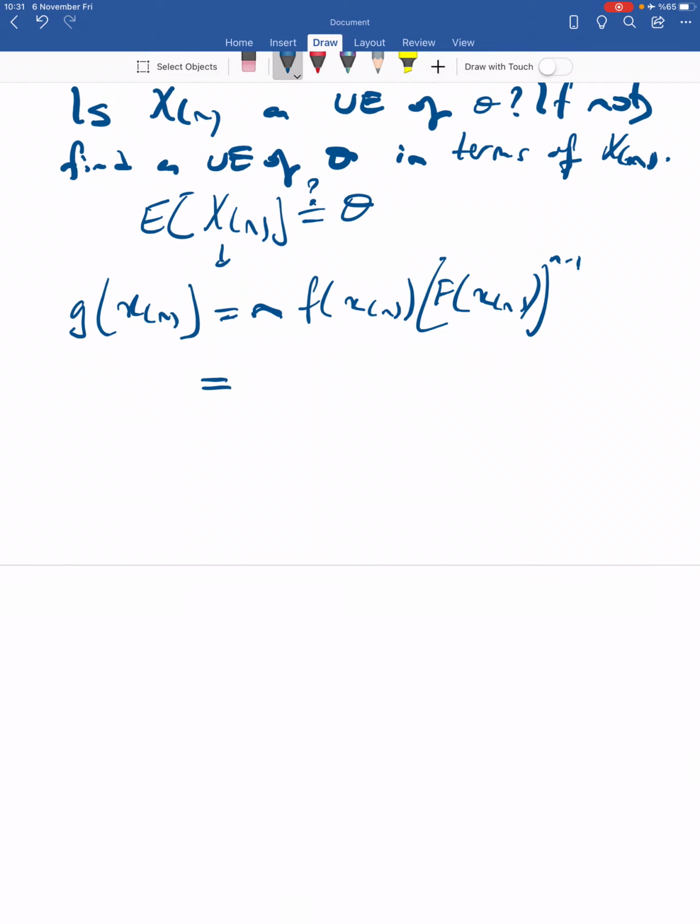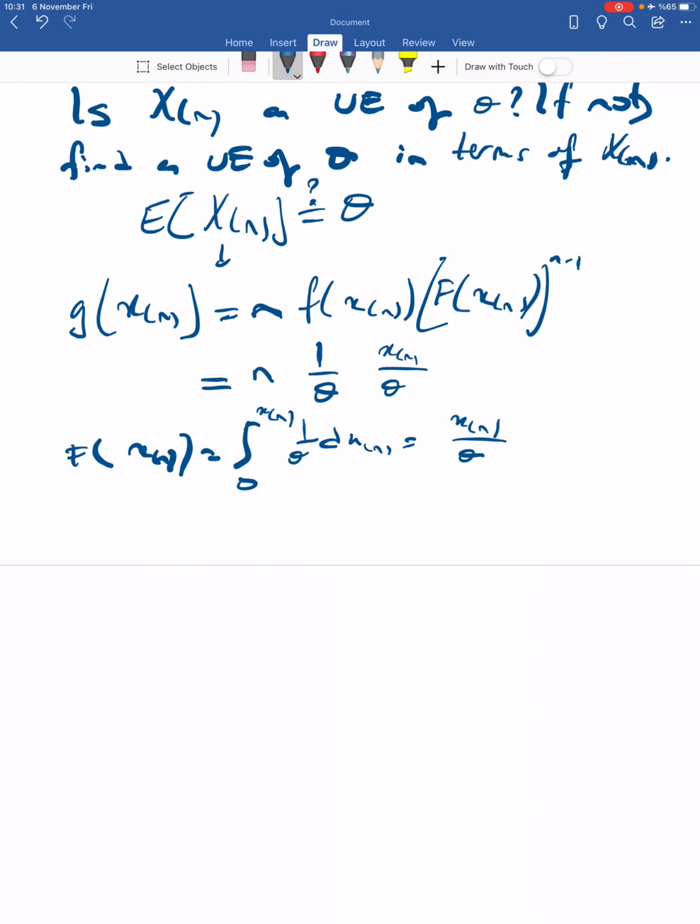So here we have n times 1 over theta. If you remember the CDF of x_n, or if you just get the CDF here, from 0 to x_n of 1 over theta dx_n, so x_n over theta. Take the n minus 1 power of that. Okay, so we have x_n to the n minus 1, n over theta to the n, and the range of x_n is from 0 to theta.